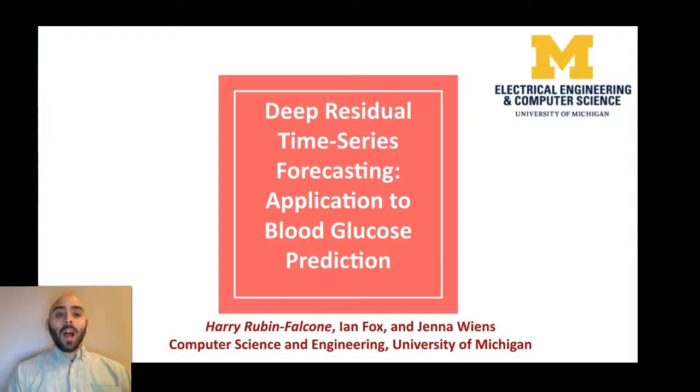Hi everyone, I'm Harry Rubin-Falcone. I'm a PhD student at the University of Michigan in Computer Science and Engineering, working with Jenna Wiens. Our work here is focused on tackling the KDH blood glucose prediction challenge using deep residual forecasting.